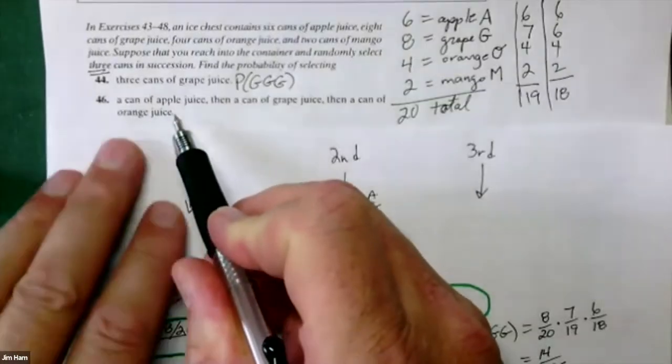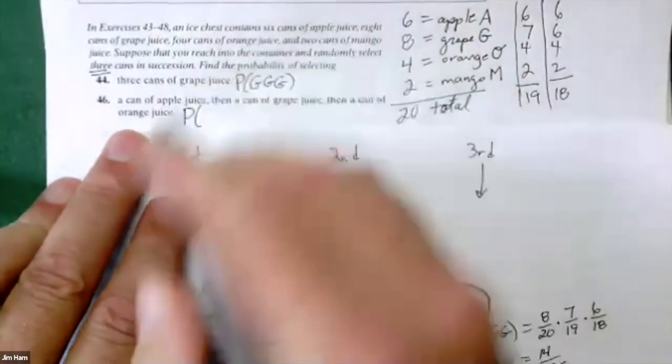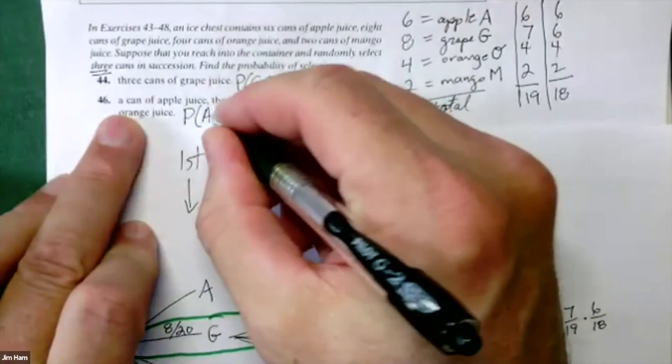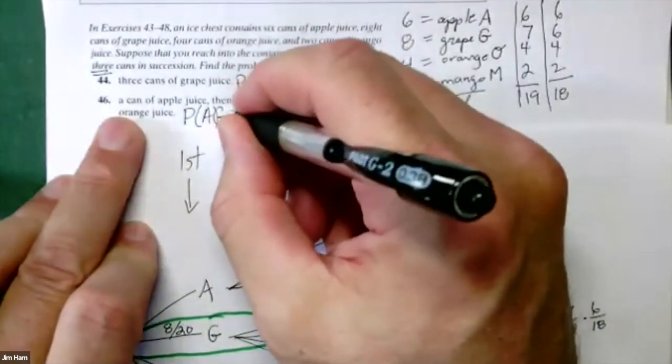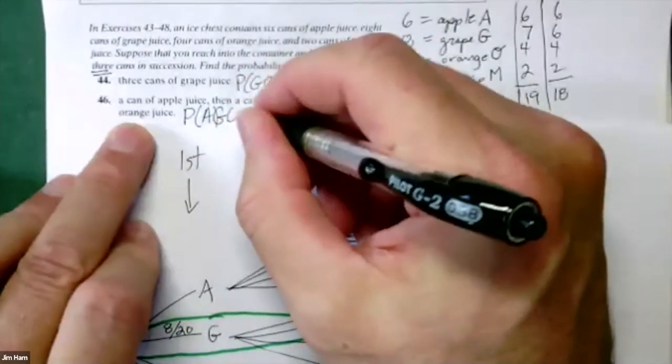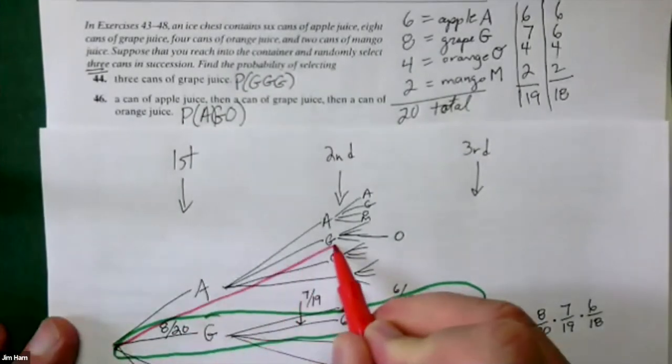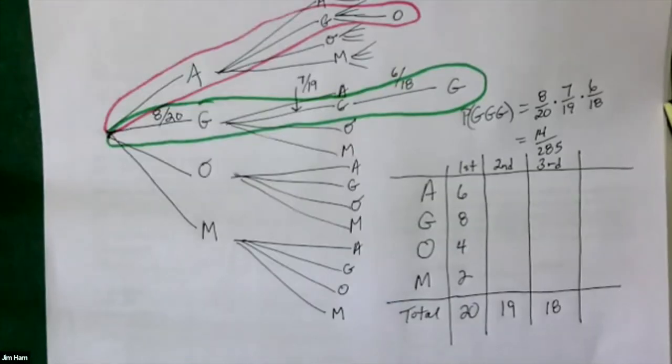Why don't you do the next one? Then we'll go on with this. The next one says, what's the probability of getting a can of apple juice, then a can of grape juice, and then a can of orange juice, in that order: A, then G, then O. I'll give you 30 seconds, go ahead. Here it is, A, then G, then O. Oh good, lots of answers of 8 over 285.